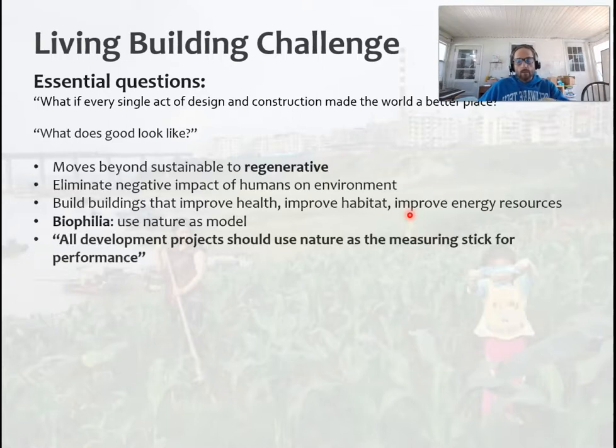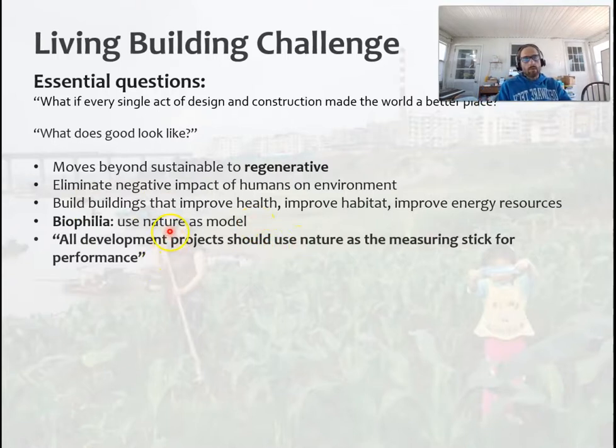The original intent of this was really just to completely change the relationship between the built environment and the natural environment to the point that you're integrating them together, and if at all possible, moving beyond just being sustainable to being regenerative. And you want to jot down that term regenerative. We'll revisit this term when we talk about food. But regenerative means you're not only not damaging, but you're making things better. So how can we build buildings to actually make the environment around it better? Their goal is to completely eliminate the negative impacts of humans on the environment, improve health, improve habitat, improve energy, using nature as a model.